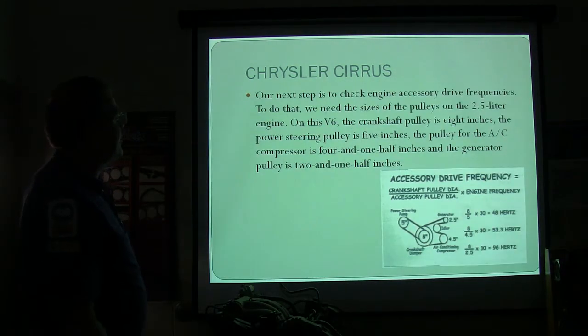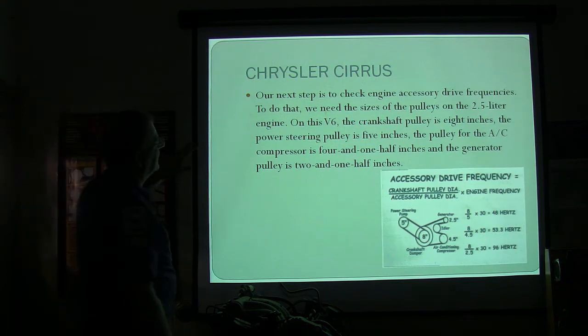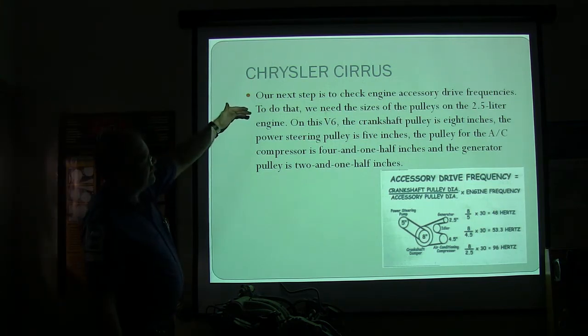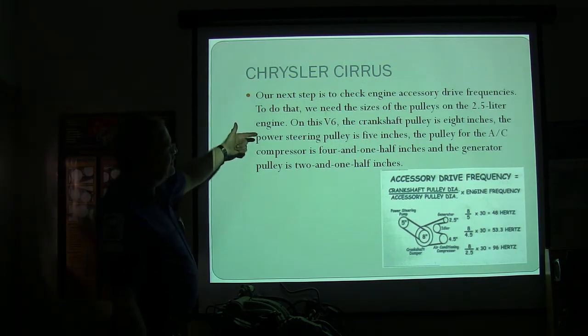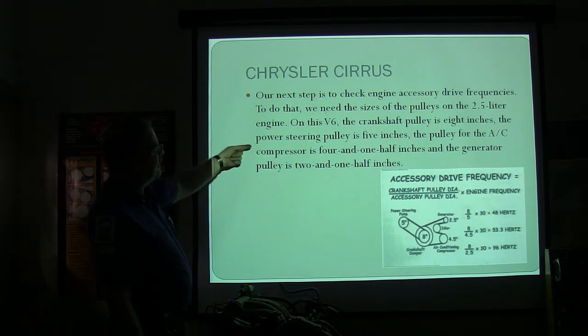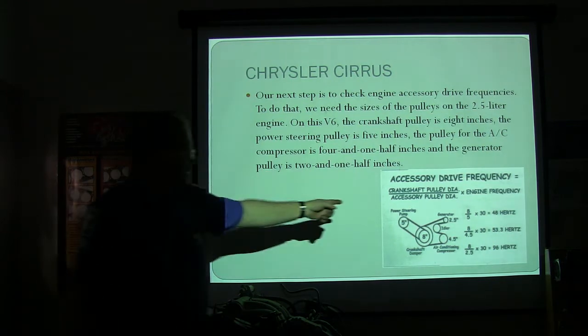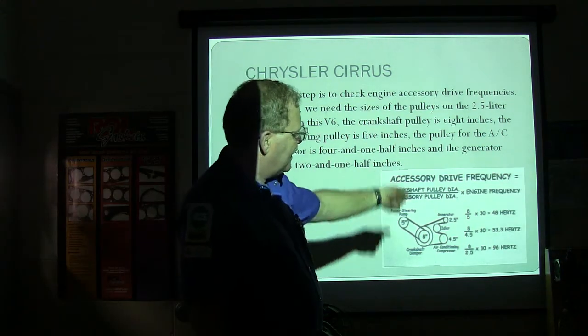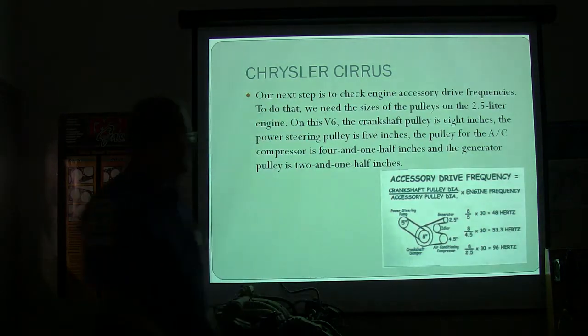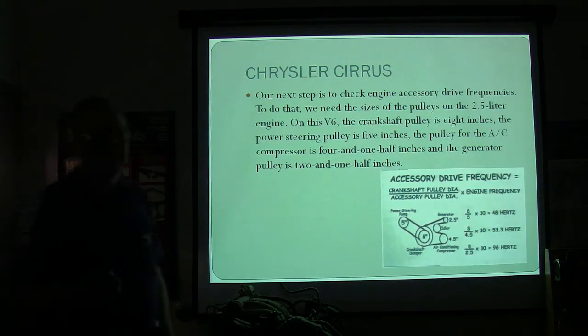All right, so the next step is to check engine accessory drive frequencies. So we need the sizes of the pulleys on the 2.5 liter engine. On that V6, the crankshaft pulley is 8 inches, the power steering pulley is 5 inches, the pulley for the AC is 4.5, and the generator pulley is 2.5 inches. So basically you got 48, 53, and 96 hertz respectively for those three pulleys. Everybody getting that?